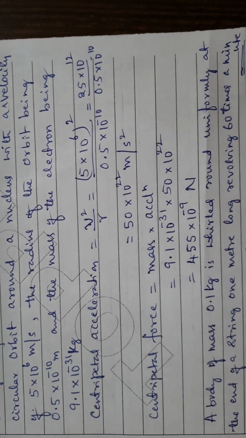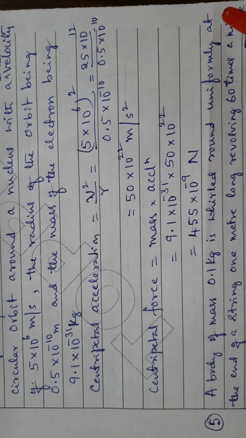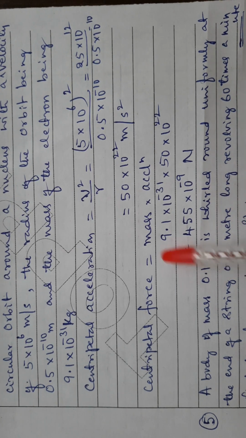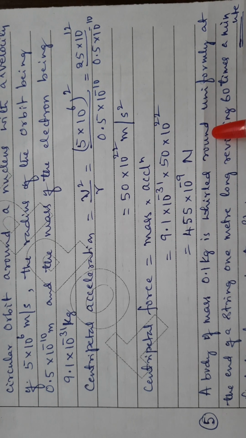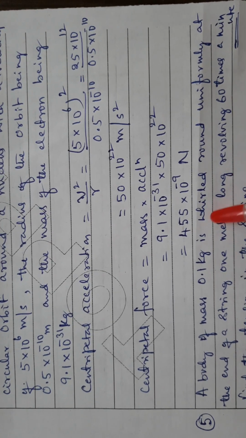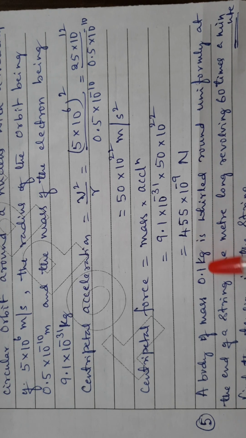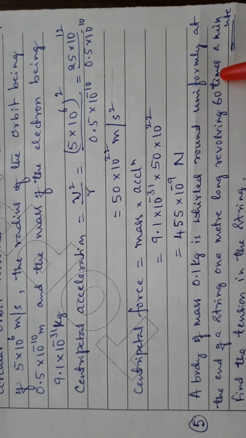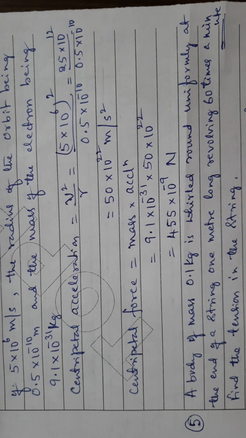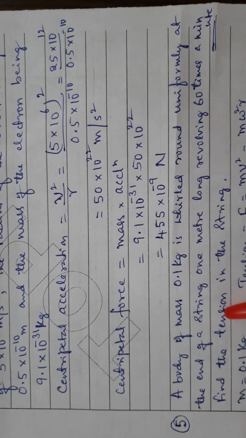Okay, problem number 5. Now let us consider a body of mass 0.1 kg that is whirled, meaning it is rotating uniformly at the end of a string 1 meter long. Don't forget, 1 meter is given in words. It is revolving 60 times in a minute, so the time interval is also given. Find the tension in the string. Finding the tension in the string means finding the centripetal force. If a body goes on revolving like this, there must be a centripetal force, and that centripetal force itself is taken as the tension.